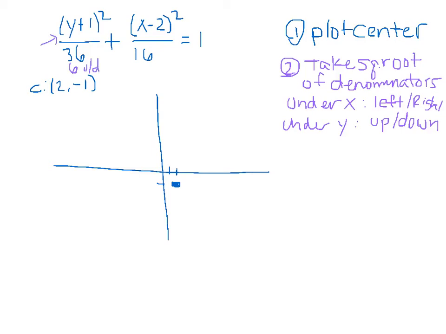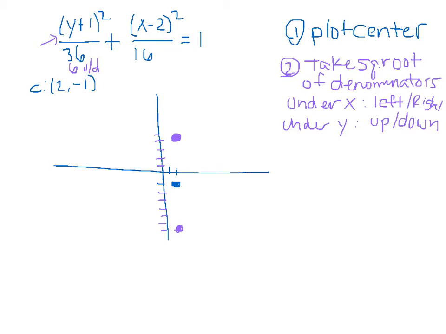So from my center, we're going to go up 6, so 1, 2, 3, 4, 5, 6, and put a dot. From the center, we're going to go down 6, 1, 2, 3, 4, 5, 6, and put another dot. Then we go to my x's. We go to the next denominator.